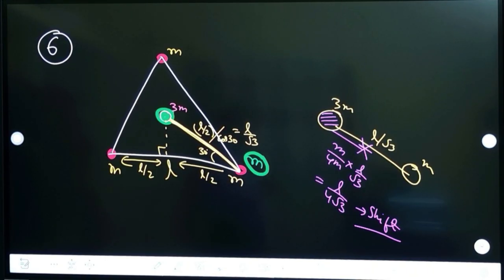But what is the answer given? L by 6, L by 6 root 2, L by root 2, L by 5 root 2. 4 particles. No, no, that was the previous question. Sorry. L by 4. Okay, correct.